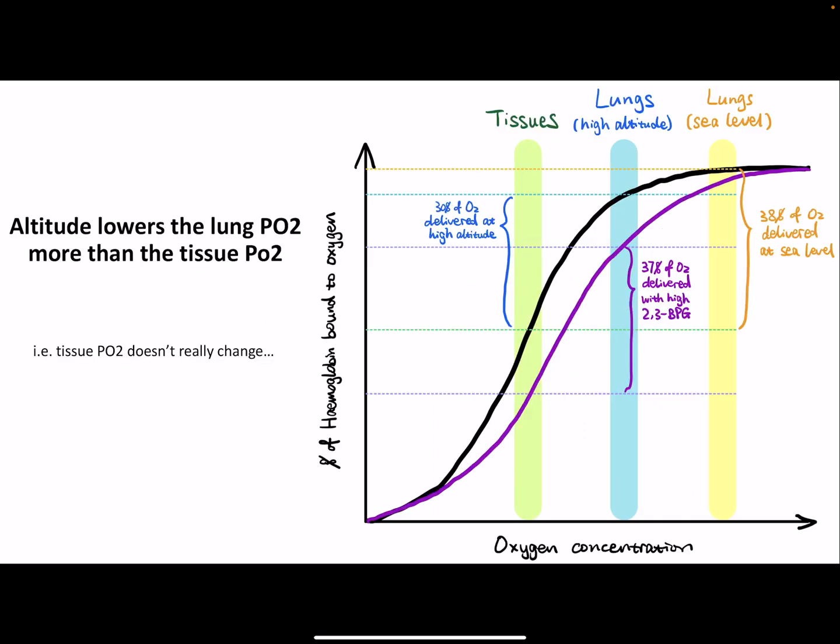So if you go to a high altitude, let's say that this is normal. So here's normal. Maybe we get like 100% of our hemoglobin saturated. And then when we go to the tissues, let's use their numbers, this is going to be 62%, right? So we have offloaded 38% of our oxygen.